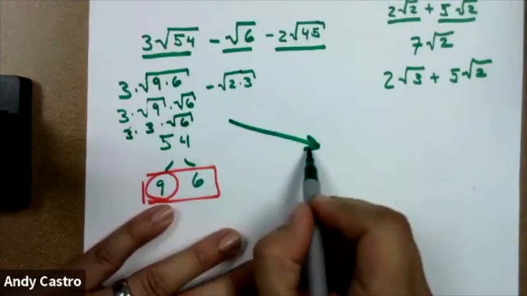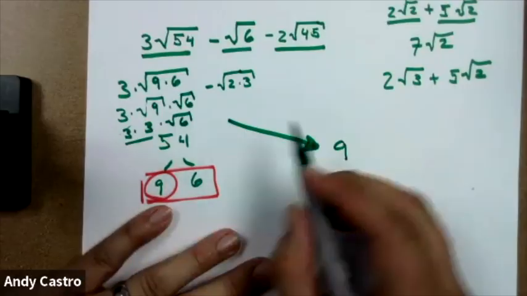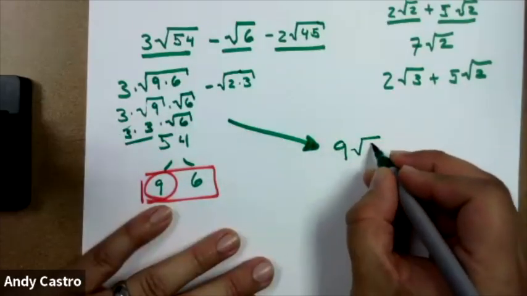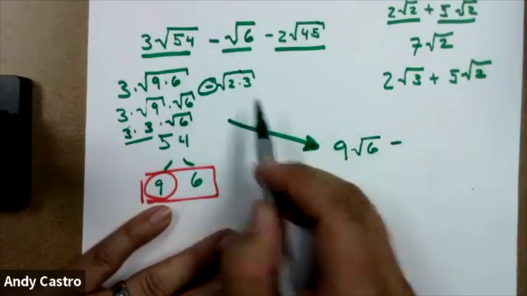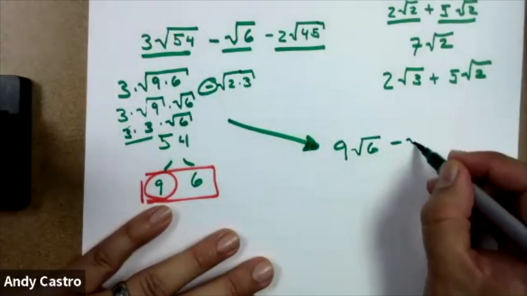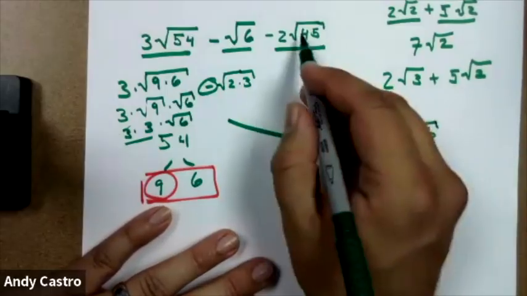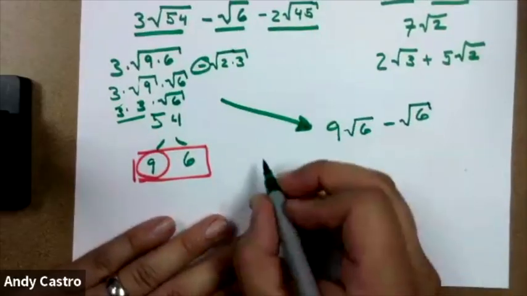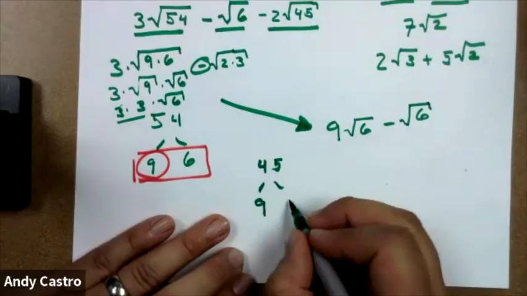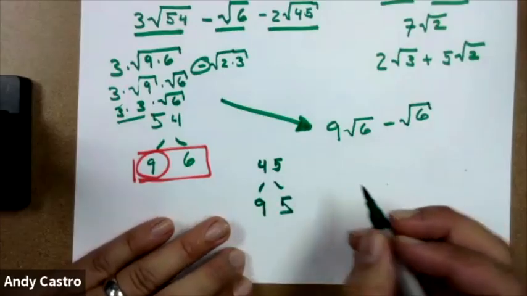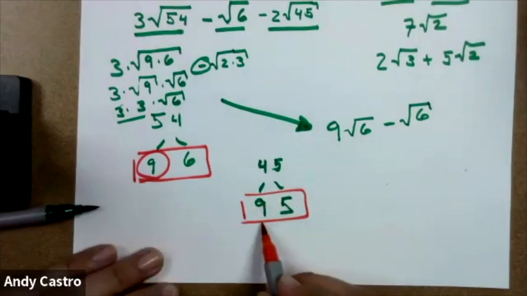All right, so what I have is 9, that's that 3 times 3 there, times the square root of 6 minus the square root of 2 times 3, or I'll just write that as the square root of 6. So I can actually combine those two now. So let's see about this 45. All right, can I do anything there? 45 is 9 times 5, which also has a 9 in it, and therefore a perfect square.